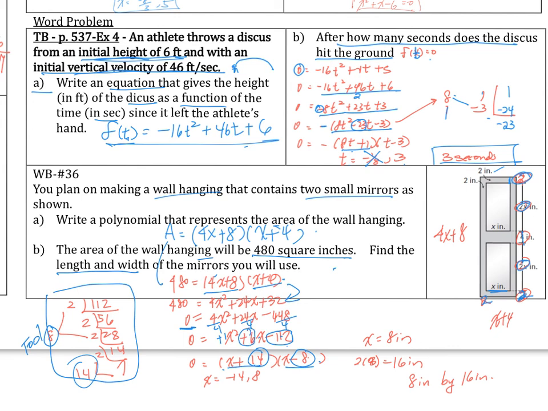So your x can be negative 14 or 8, but length cannot be negative. So x has to be 8 inches. And 2 times 8 makes 16 inches. So the length and the width of the mirror that you will use is 18 inches by 16 inches. And this concludes the lesson.